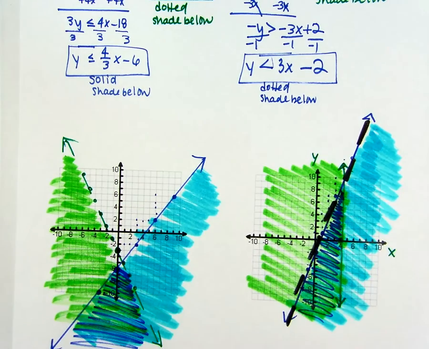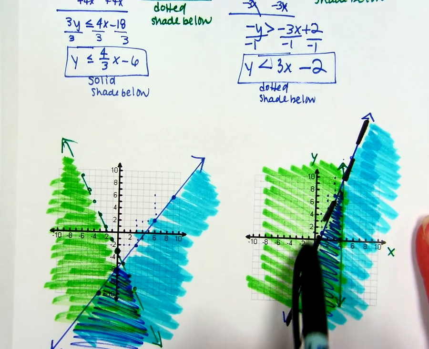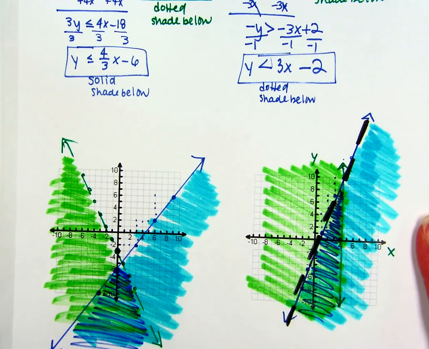Okay. Now, in the solution set, this is a solid line. This is a dotted line. So this line does not count as part of the solution set, but this does. Any points inside all do count.